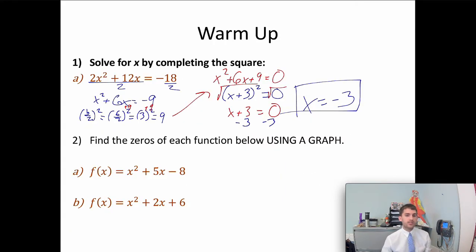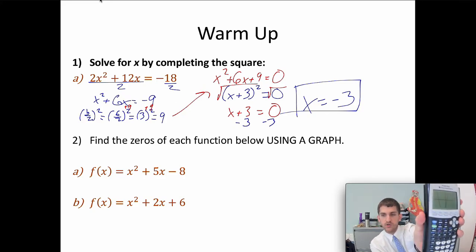Now the second part, it says find the zeros of each function using a graph. Now using a graph, you're going to use a graphing calculator for it. So let me use a calculator. I'll show you. I just don't feel like switching screens for this right now. So you're going to your graph, you're going to y equals, and you're going to type in the function x squared plus 5x minus 8. And you'll look at the graph and you'll see you've got 2 different zeros.